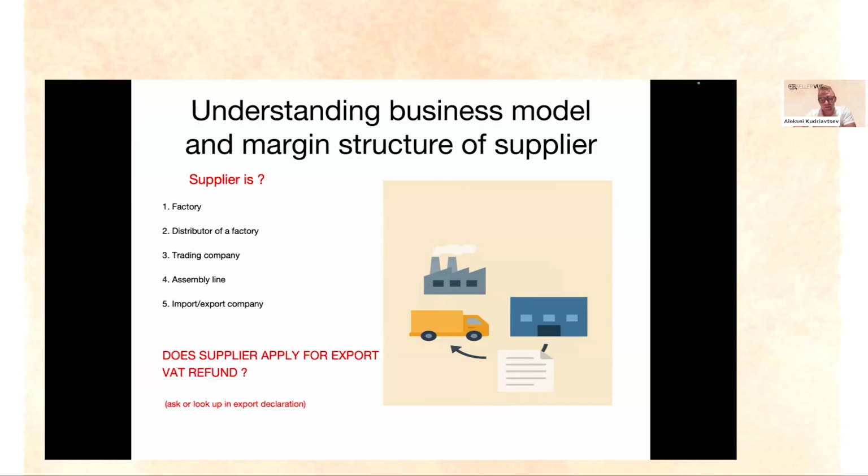We can ask him directly, or we can take a look at the export declaration and have it translated by Google Translate. And then if the name of the exporter in the export declaration is the same as the name of the supplier to whom we paid for the goods, then most likely the supplier is using this tax refund, and the amount can be from 6 to 13% of the price of the goods that we are paying for.